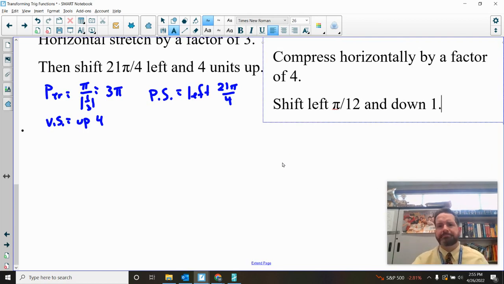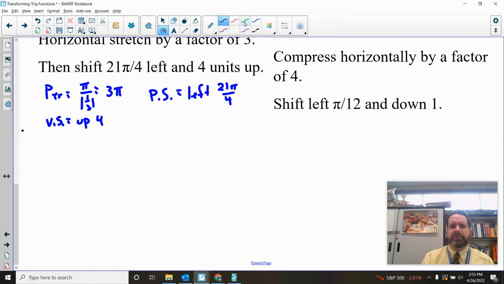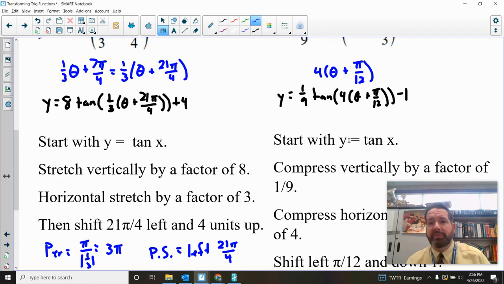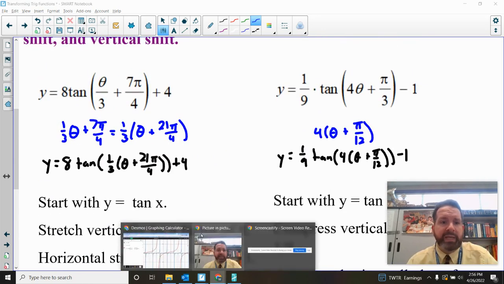Those are your transformations. In describing the period, let's now address those numbers here. So for your period, start with pi. That's the period of regular tangent. Divide by the absolute value of b. You should end up with pi over 4. Phase shift, we already discussed. It's left by pi over 12. And the vertical shift, we also already discussed. It's down by 1.